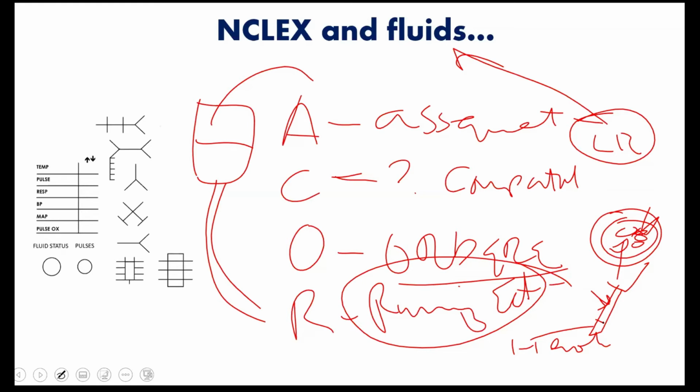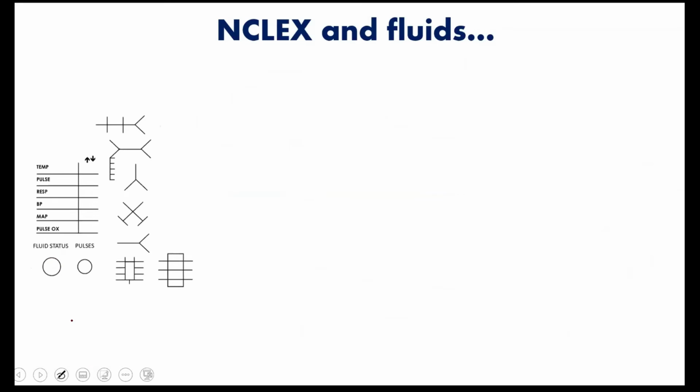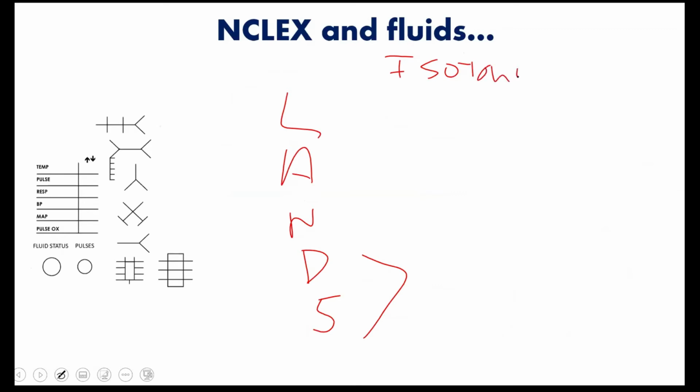All right, so let's talk about the first one, isotonic. So we said there's three different types: isotonic, hypertonic, and hypotonic. The first one we're going to talk about is LR and D5, high five. These are isotonic solutions. So isotonic, iso-perfect, right? Perfect solutions for generally stable, easily corrected, predictable patients. They tend to not really cause fluid shifts.